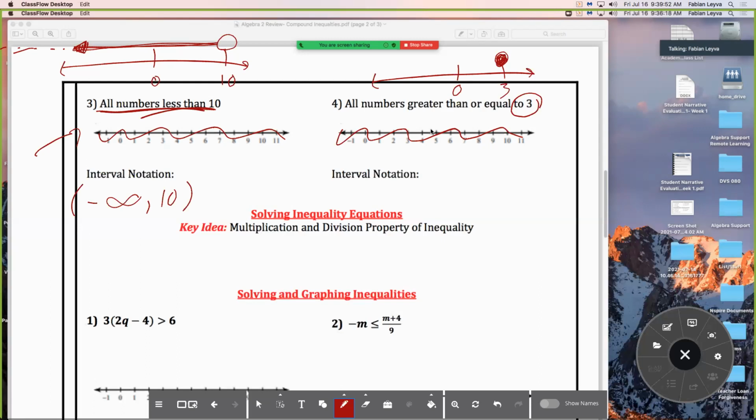Now, where are my values greater than? Those are the ones that I'm looking for. Well, they're going to be greater in the positive direction. So I'm going to draw an arrow pointing to the positive to tell my reader, hey, all your solutions are to the right, where all your positives are, where they get bigger.